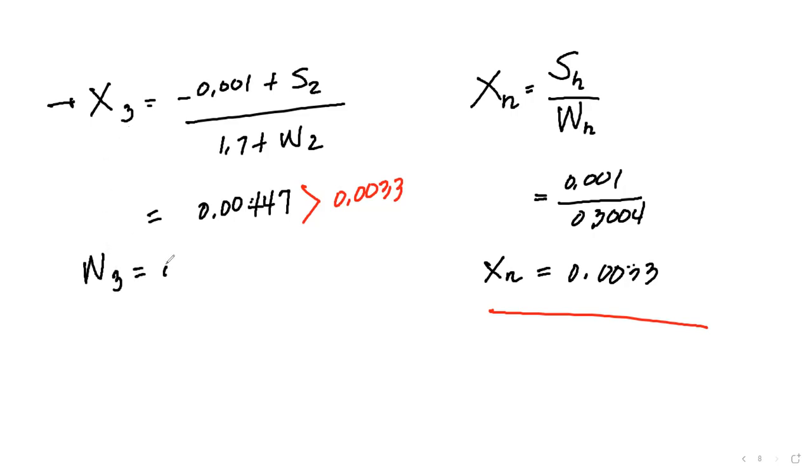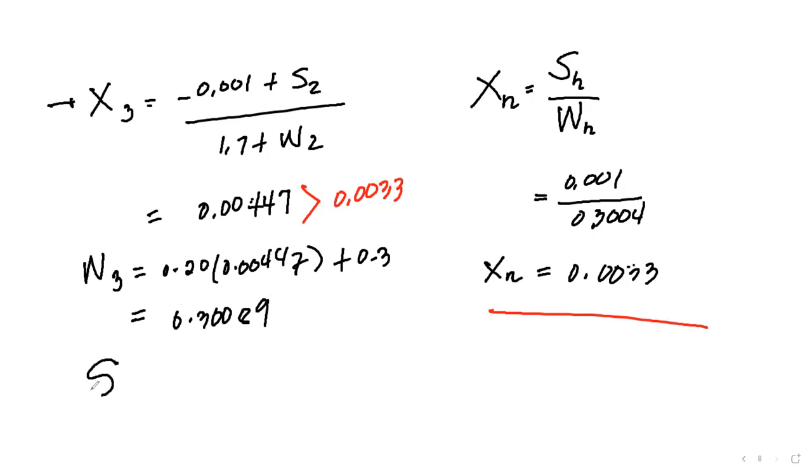So for W3, we have 0.2 times 0.00447. This is our X sub 3 plus 0.3. So your W3 will have 0.30089. That's W3. Then we need also the S3. So for the S3, it's W3 X3. So if we substitute the values that we have on top, your S3 will be 0.0013.